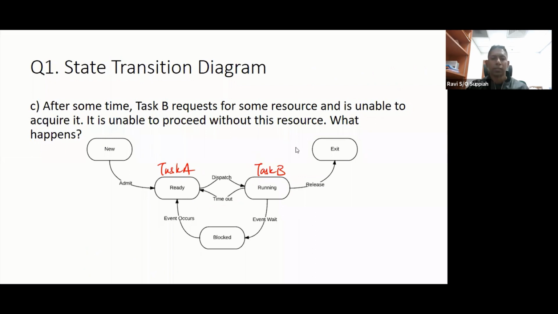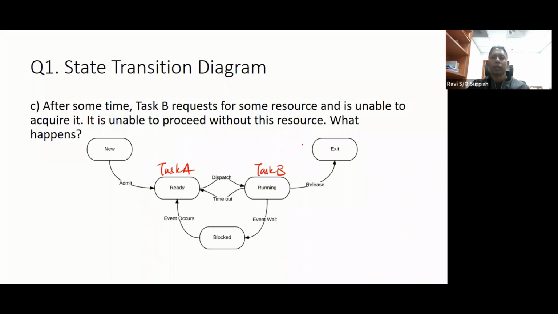What happens? If task B is now trying to acquire a resource, this term resource, we will use it quite interchangeably. It's just a general term. It could refer to a shared memory, a hardware block, a subsystem, anything. But you just take it such that when I say I'm requesting a resource, it means it is something I need. If I don't get it, I cannot carry on. That is the basic understanding you must have.